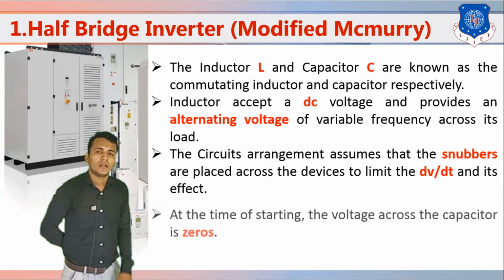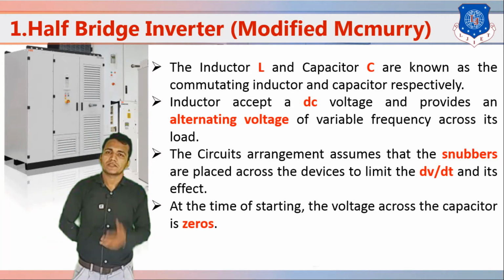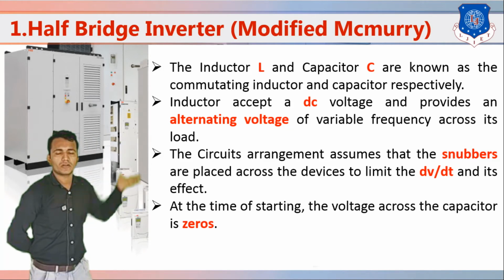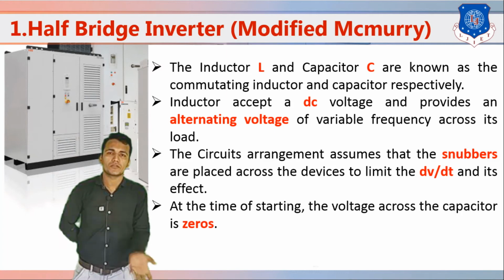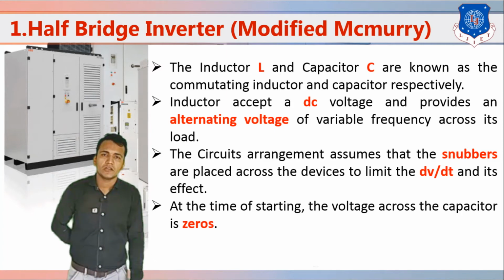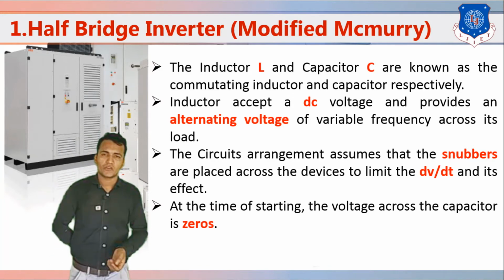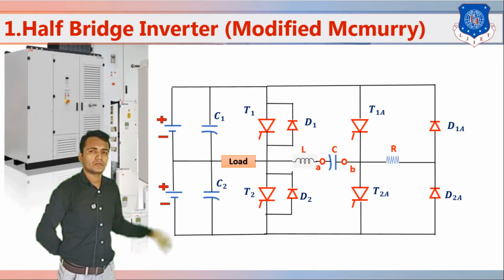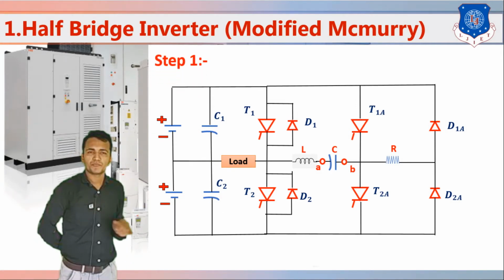At the time of starting, the voltage across the capacitor is 0. So those are some initial conditions or assumptions that we have to discuss before the operation starts. So at the time of starting, the voltage across the capacitor is 0. Now we have to start the operation. So that is step 1.